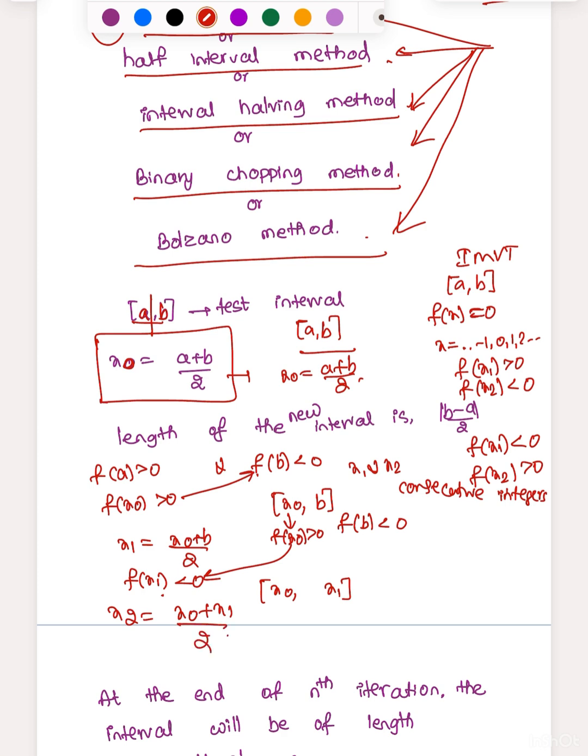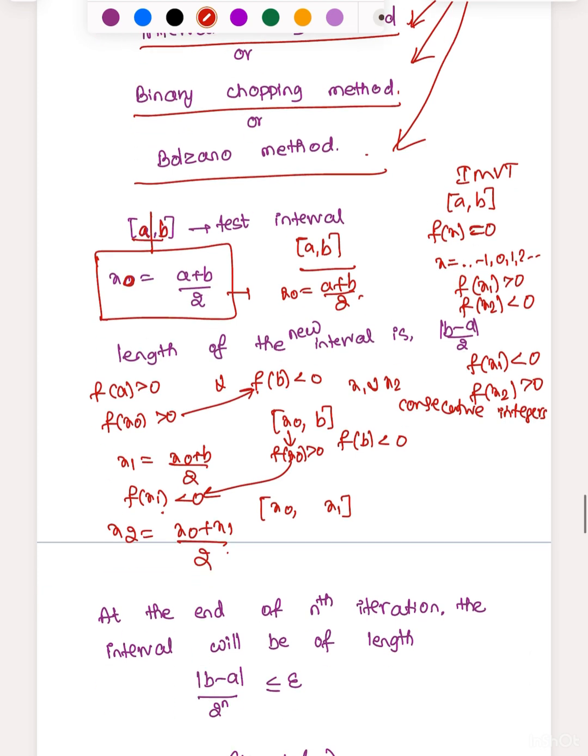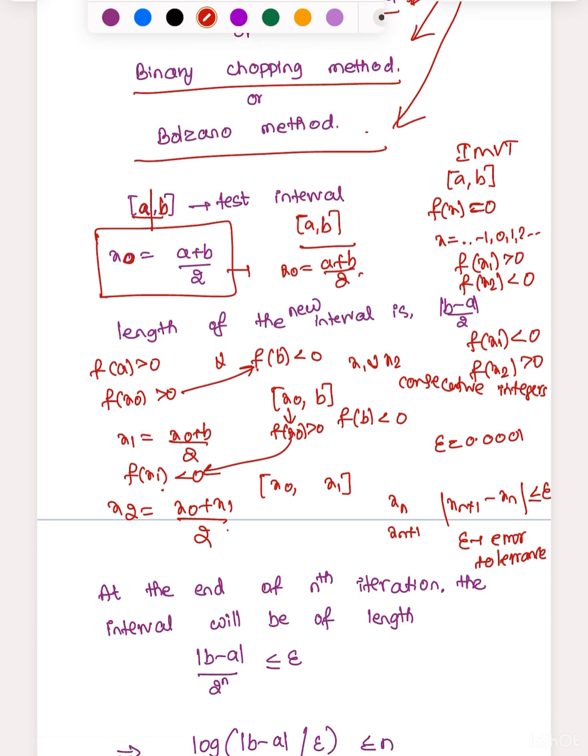This is how the procedure goes, and we have to stop at that stage where two consecutive roots, n and n plus 1, have a very small difference. Sometimes the difference may be given in terms of error tolerance, that is, less than or equal to epsilon. Here epsilon is nothing but the error tolerance. Sometimes that may be given as epsilon = 0.0001, or sometimes they say the roots are corrected to 2 decimal places.